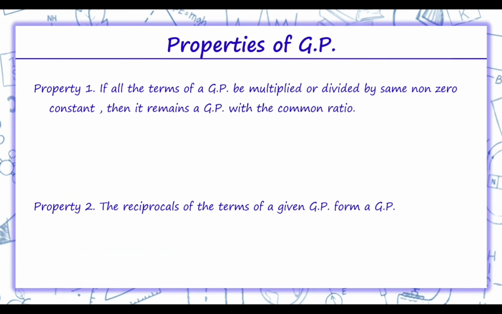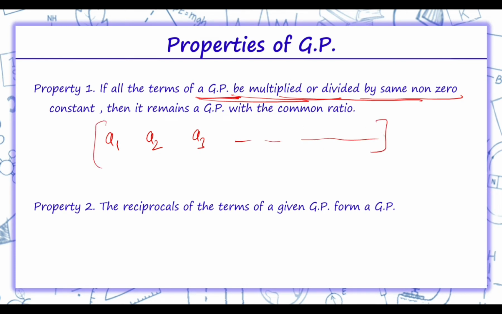So coming on to properties of GP, the first property is if all the terms of a GP are multiplied or divided by the same non-zero constant, then it remains a GP. Let's suppose I have GP A1, A2, A3 and so on. If this GP is multiplied by 2, the sequence we get will be in GP only.